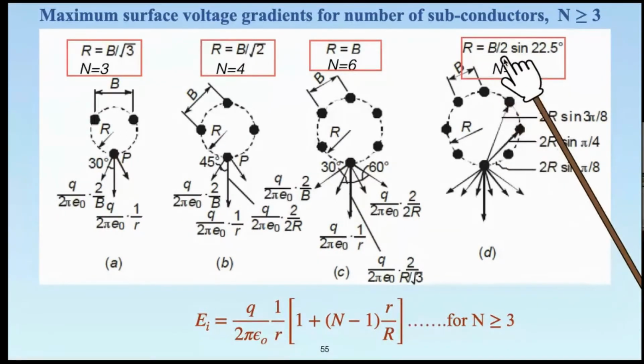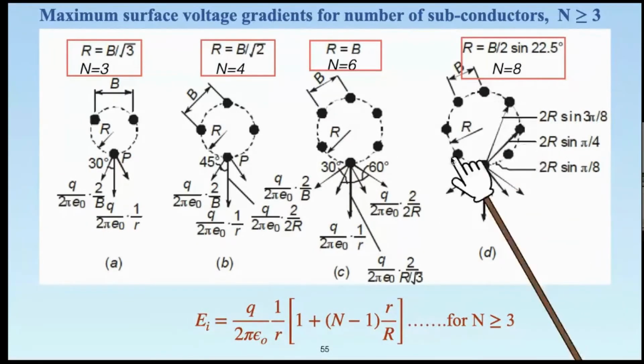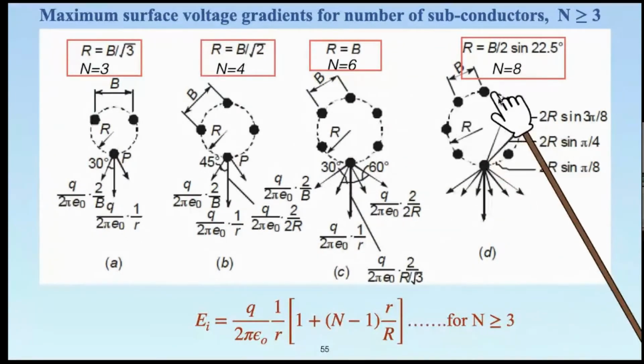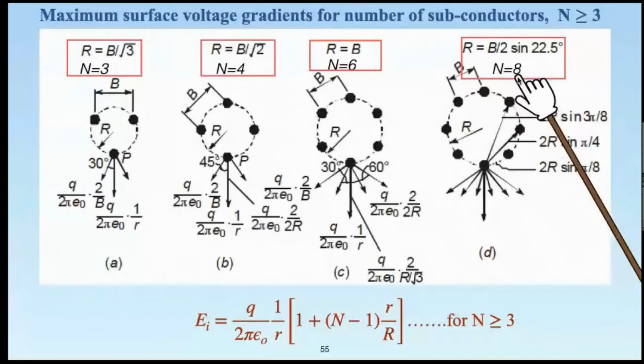Okay, again here, due to the geometry of 8 subconductors, the relationship between R and B is that R will be equal to B by 2 sine of angle. So this angle is a standard 22.5 according to the geometry of an octagon. Now this is a hexagon, this is an octagon. 8 sides will be there if I try to join all the points with a straight line. Okay, and this is the relationship for an octagon, and naturally n will be equal to 8.